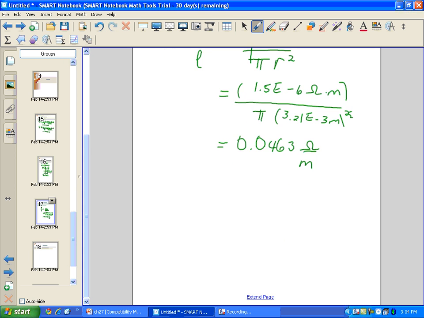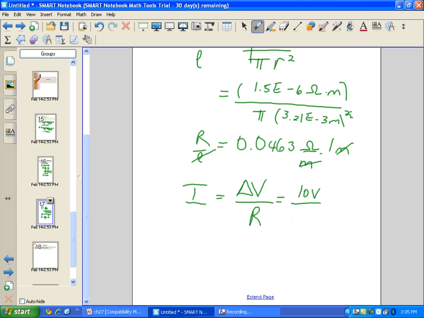Well, in part B, we want to calculate the current through 1 meter length, which means that if we take R per length and multiply this by 1 meter, of course, we get the total R, which is just 0.0463 ohms. Using Ohm's law, we can determine the current I as the ratio of the potential difference divided by the resistance. Here again, 10 volts divided by 0.0463 ohms gives us a very large current of about 216 amps.